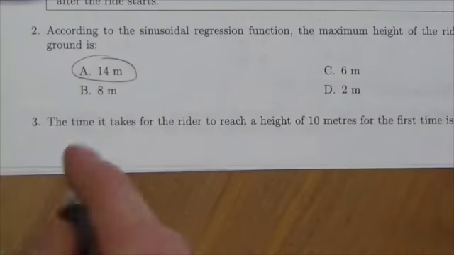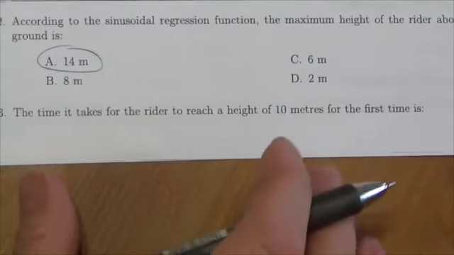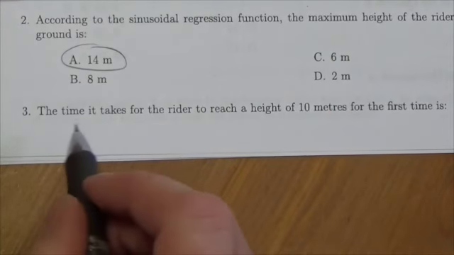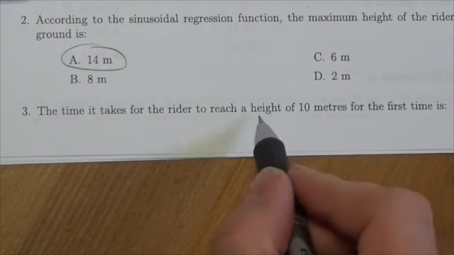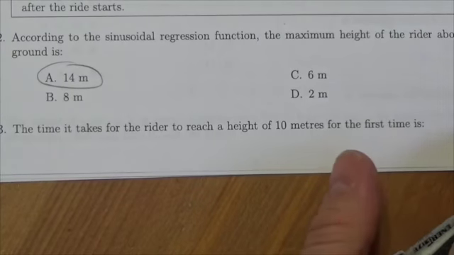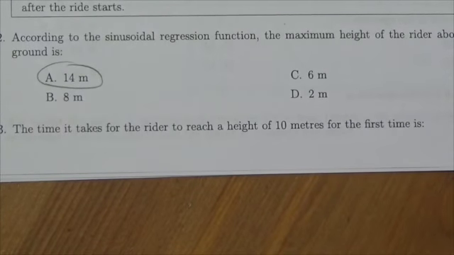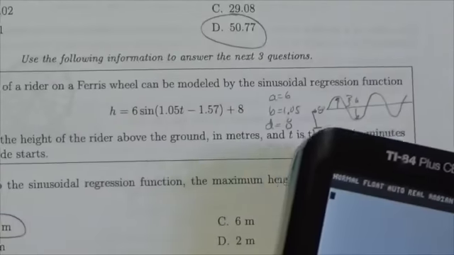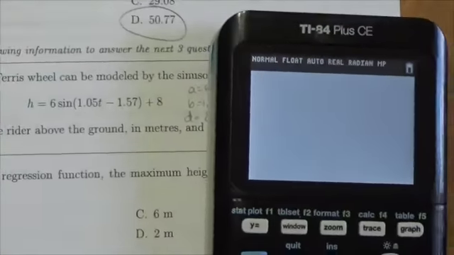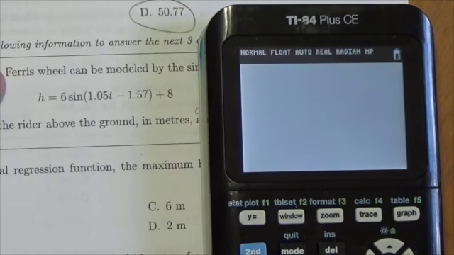Now, we've already done question 2, so question 3, and I apologize that it's not all on one page here, but that's okay. The time it takes for the rider to reach a height of 10 meters above ground for the first time. The implication here when you see a question like this is that you're going to use your calculator to answer it. So I'm going to enter this equation and look and see where it goes to 10 for the first time.